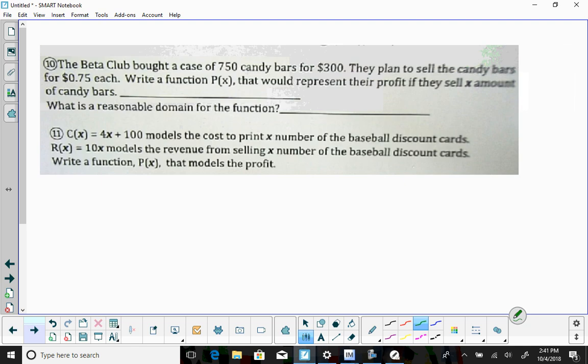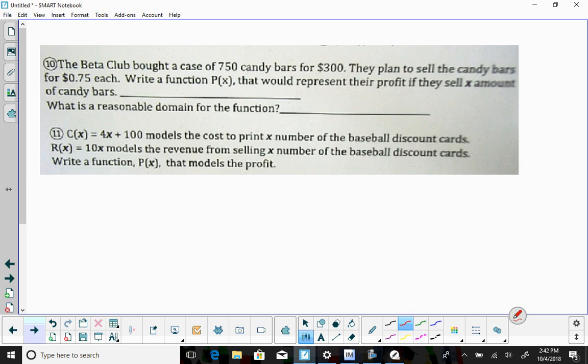All right, so 10, 11, 12, and 13 is kind of what we hit on at the very end of class today. 10 and 12 are all for profit and revenue and cost, but 10 and 12 actually ask you for the domain, which is kind of what we touched on at the last minute today in class. I want to make sure I go over these. For number 10, they want you to write the equation.